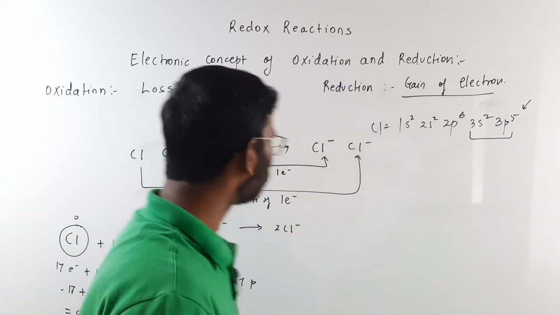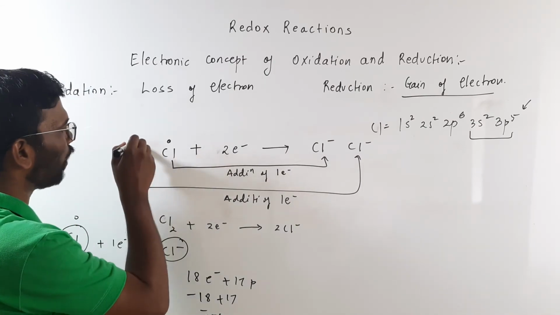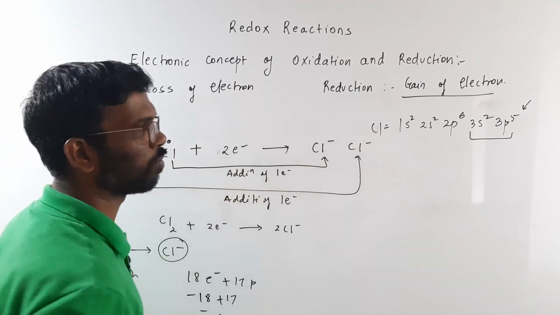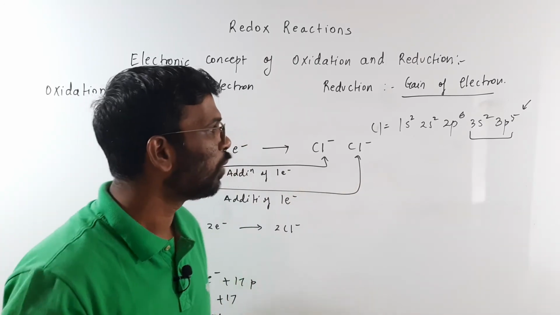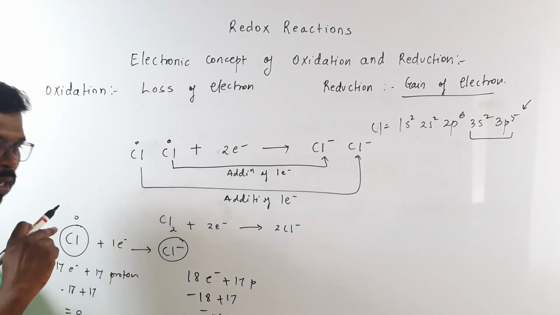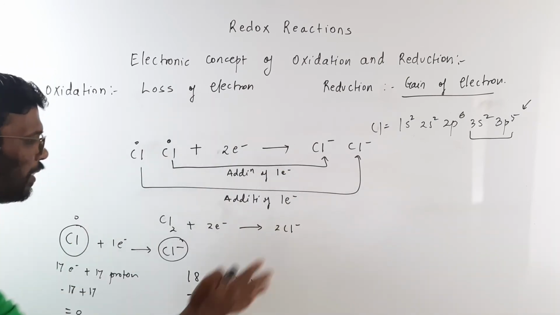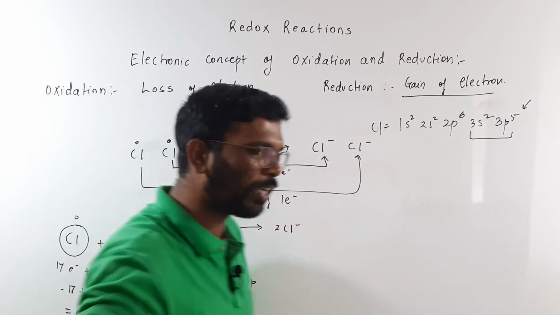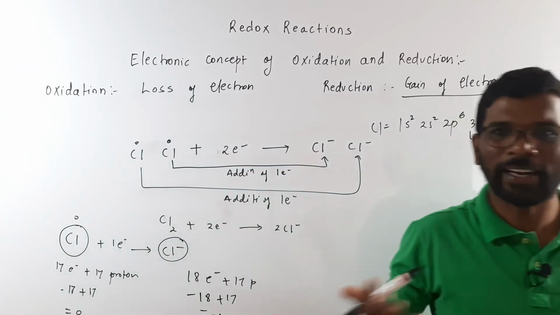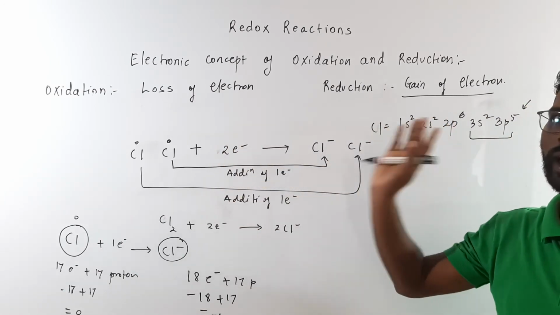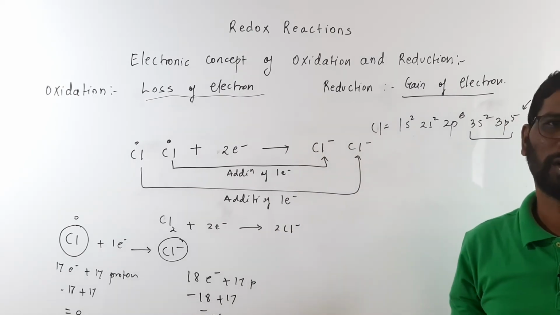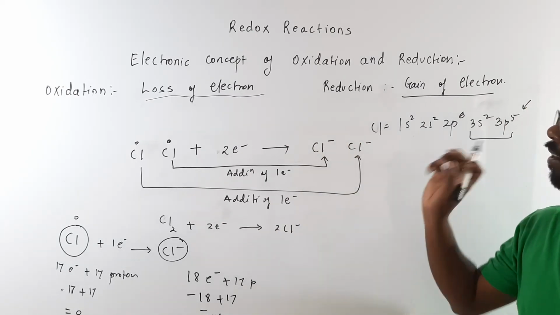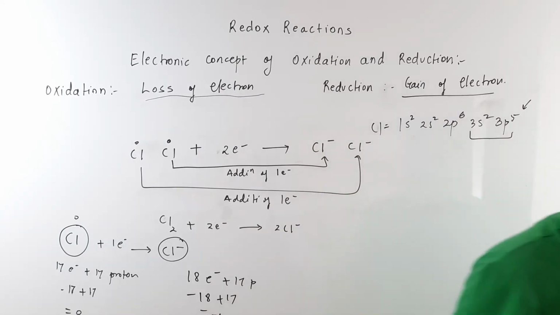So it was 0, and it is changing to minus 1. From 0 to minus 1, it is a decrease. So it is a reduction of the chlorine. This is the basic concept of understanding oxidation and reduction in terms of electrons. The small definition is that oxidation is loss of electrons and reduction is gain of electrons.